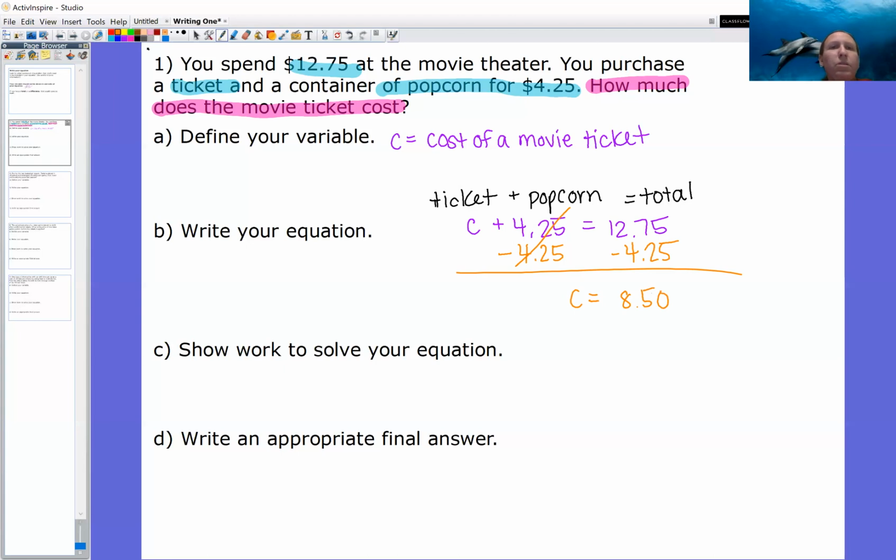Now, because this is a word problem, we do want to make sure we give an appropriate final answer, meaning we need to have labels. So that was the cost of a movie ticket. So our final answer is going to be $8.50.